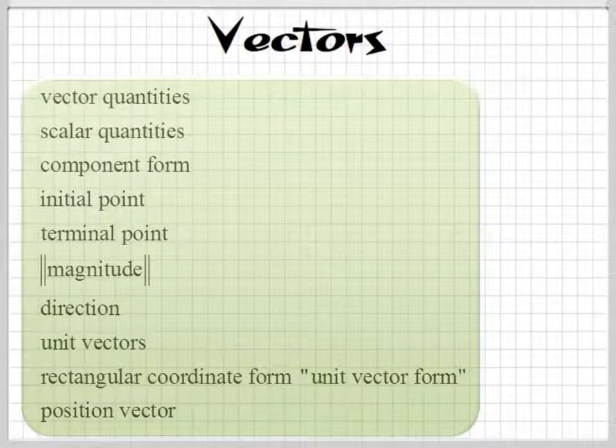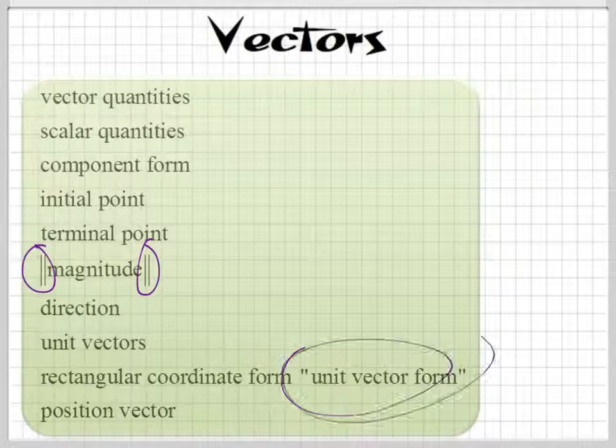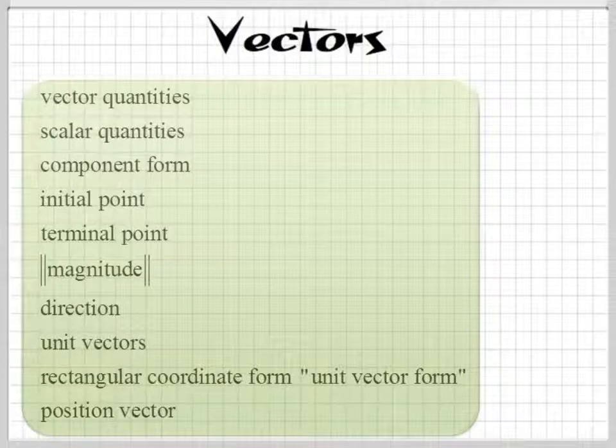Now for magnitude, I put these double lines right here because normally when you have a vector with the double lines around it, it's saying find this magnitude. Direction, unit vectors, rectangular coordinate form, which I like to also call unit vector form, and then the position vector. They're all important, but when we start working with them, they make more sense, and you have a better chance of remembering them. So let's just get right down to it.